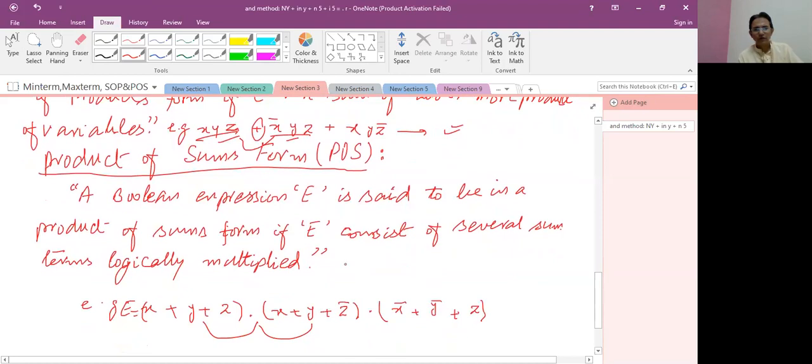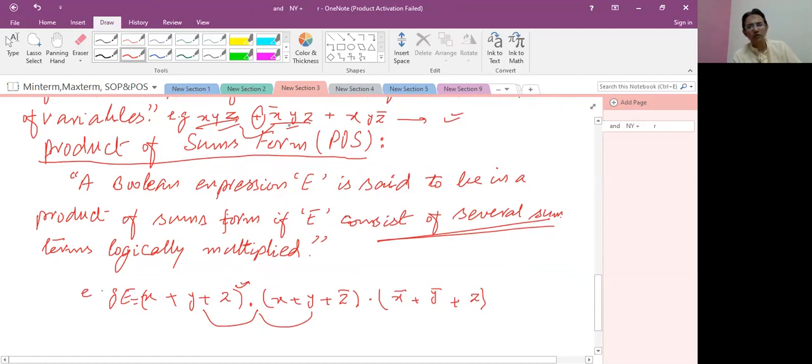So when we consider the three variables, x plus y plus z, they consist of several sum terms logically multiplied. It means, for example, x plus y plus z complement, both are multiplied together, and the next term is x complement plus y complement plus z, it is product form. So the Boolean expression consists of several sum terms. These variables are added, then multiplied by the next expression. So this is called product of sums.